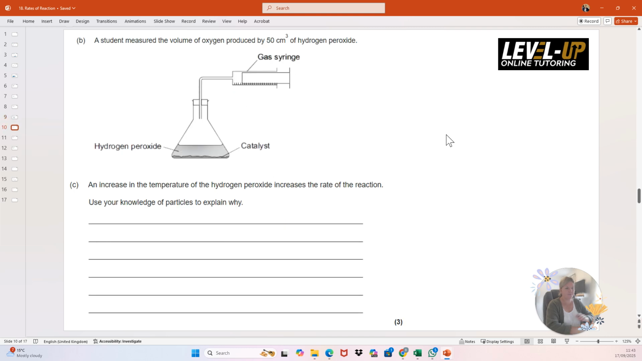Okay. So again, let's use a question as an example. Here we've got something different. We've got a reaction where we are collecting the gas that is being produced. But the question is asking us: an increase in temperature increases the rate of reaction. Use your knowledge of particles to explain why. 3 marks. Okay, so why? What's going on? We can say, first of all, the particles have more energy, or that they move faster, whatever works for you.